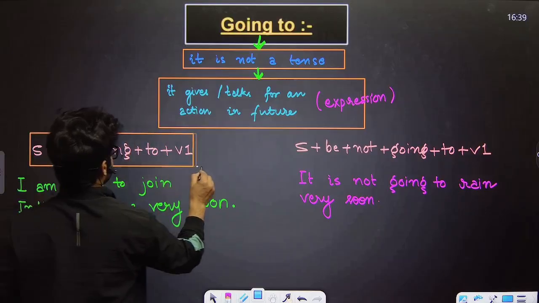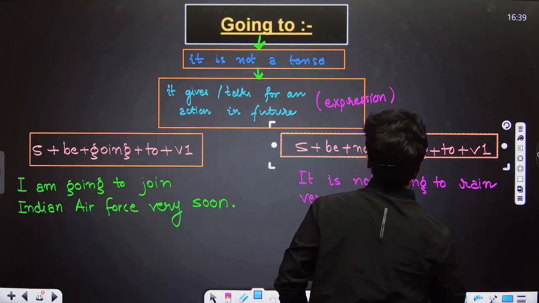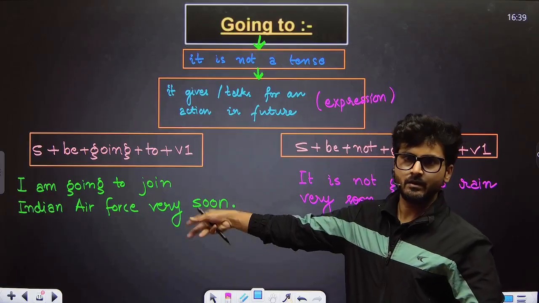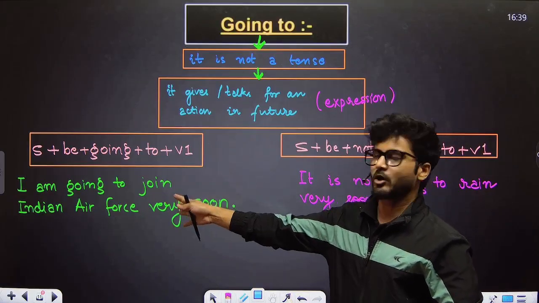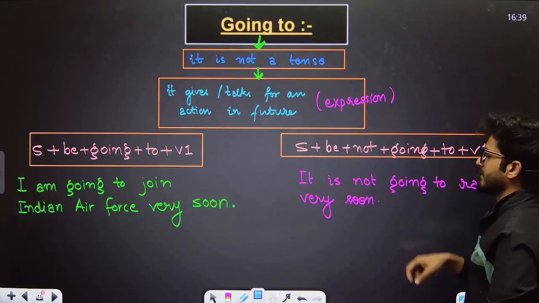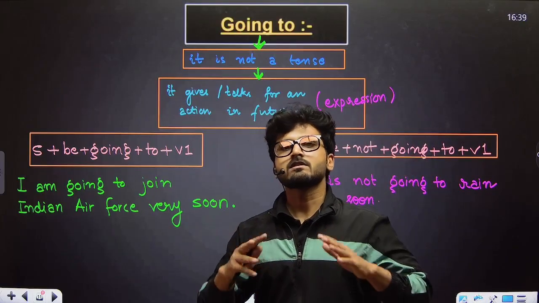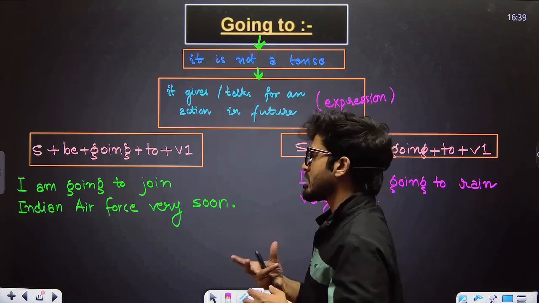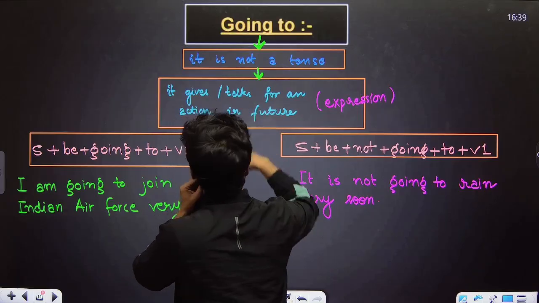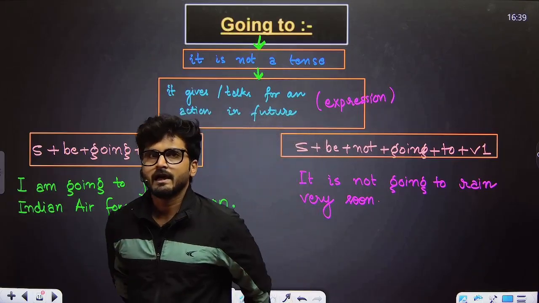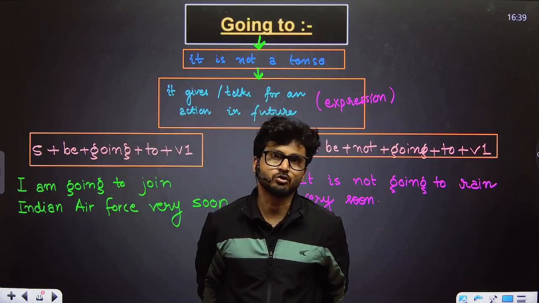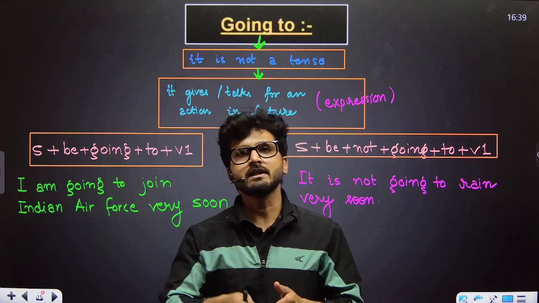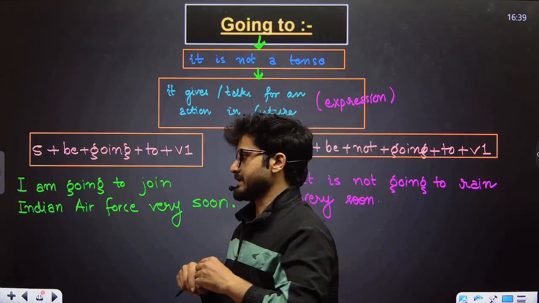Written, everyone. Here in this case, I am going to join the Indian Air Force very soon. The action has been decided. Preparations are being made to join. Now here, it is not going to rain very soon. What does this mean? That means it is not likely to happen. ये अभी होने का chances कम है. So these are the cases where you are going to use going to. And it is also the case when you are using about to. The train is about to leave. So that about to is telling you about the expression of future case.